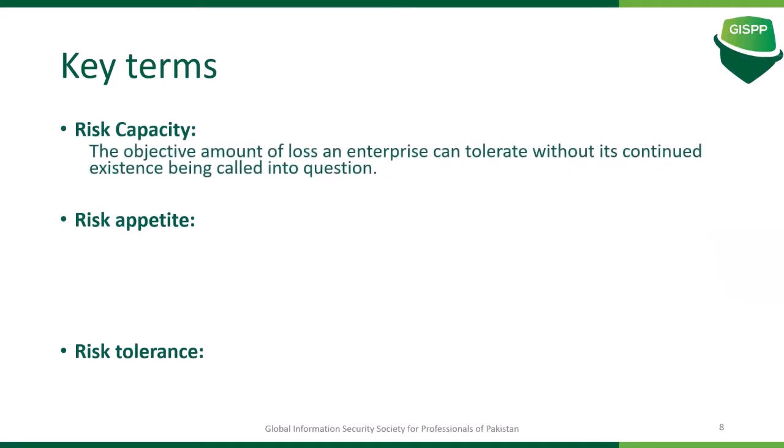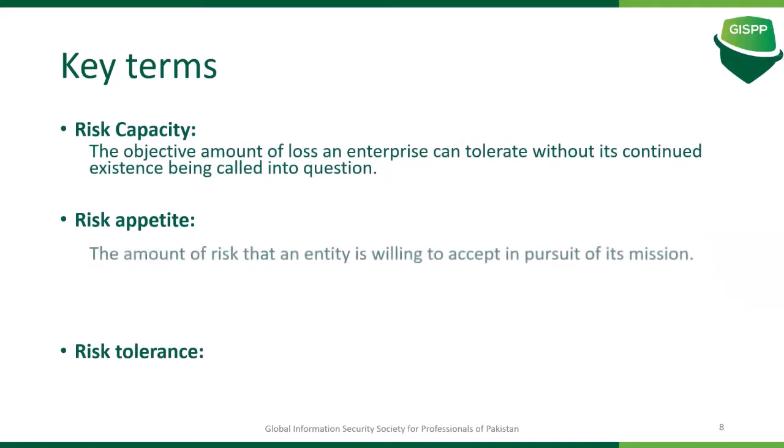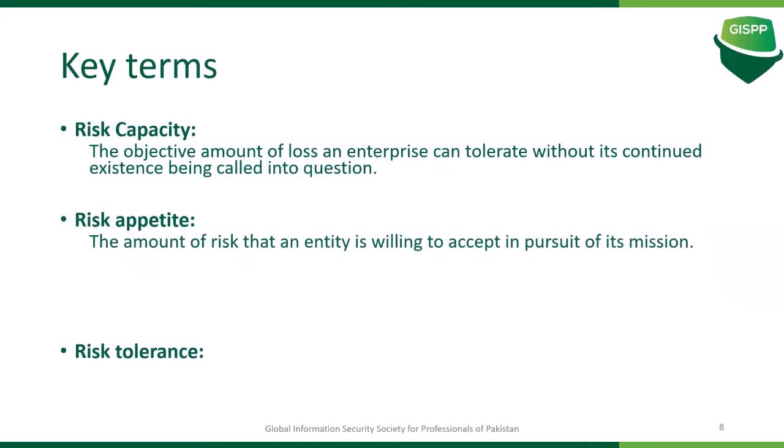I already discussed it in the previous sessions. Risk capacity is all about the total risk, the total loss that an organization can tolerate, and this is the total amount that you have. Risk appetite is how much of that amount you want to take risk on. The definition: the amount of risk that an entity is willing to accept. In easy terms, the difference between risk capacity and risk appetite is how much you have, how much you can take risk on, and how much you are willing to take risk on.